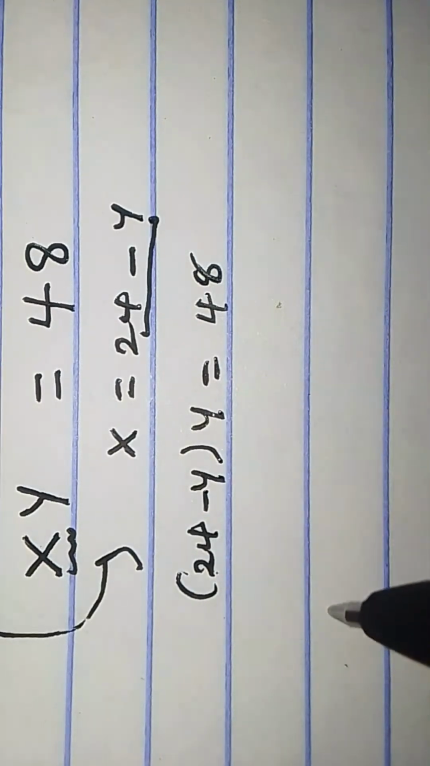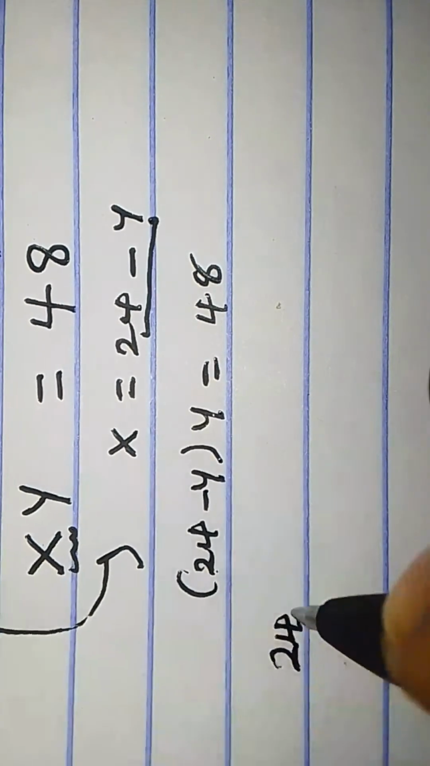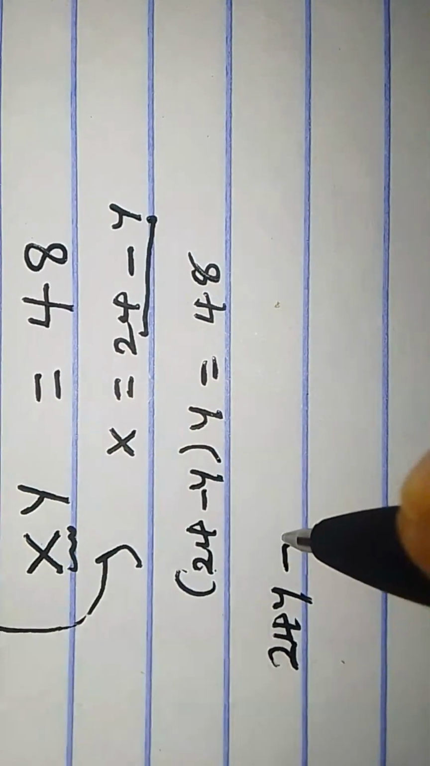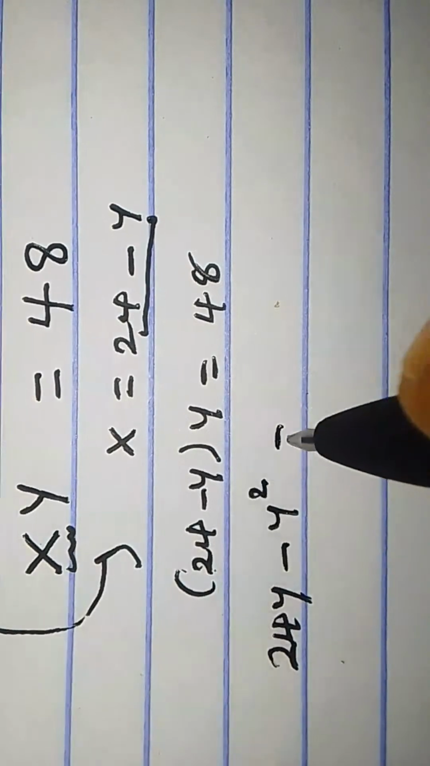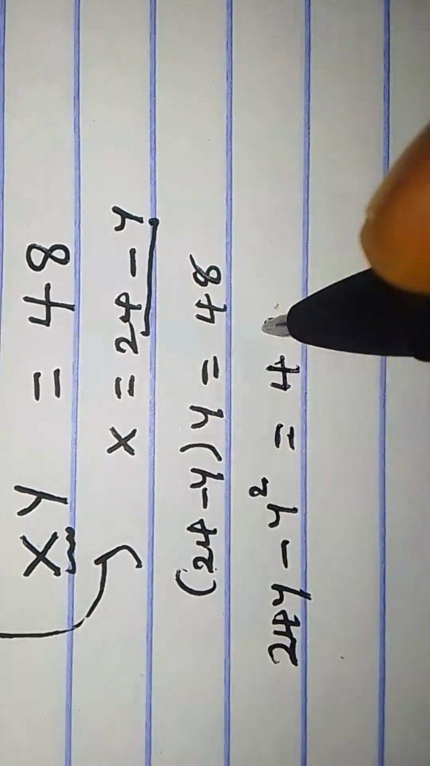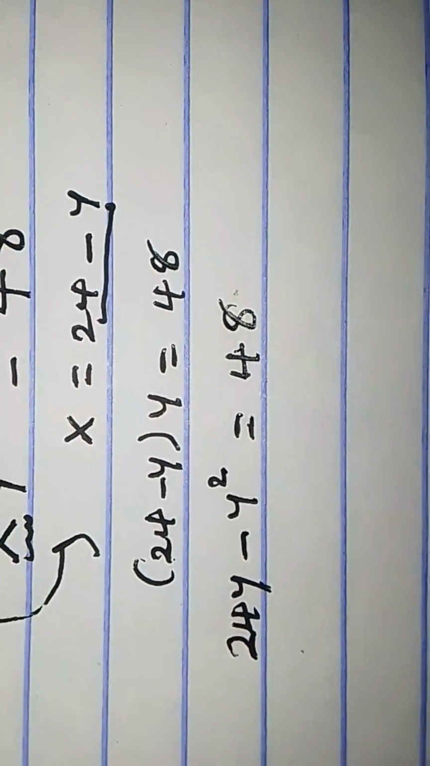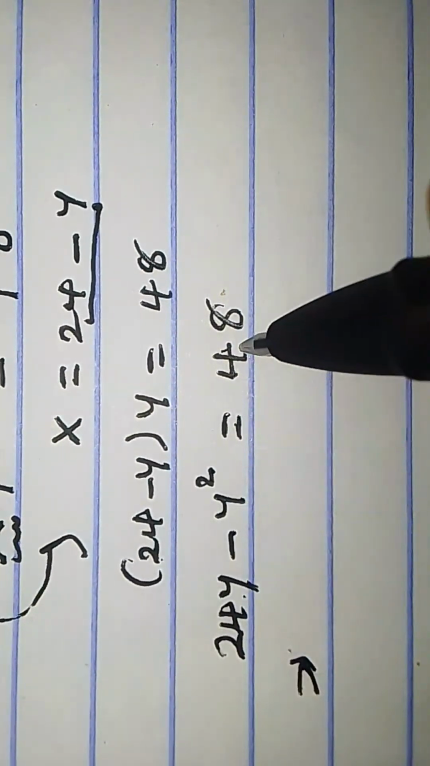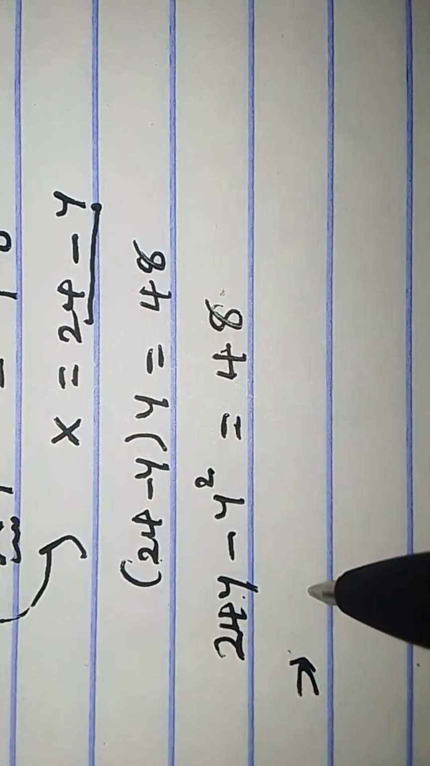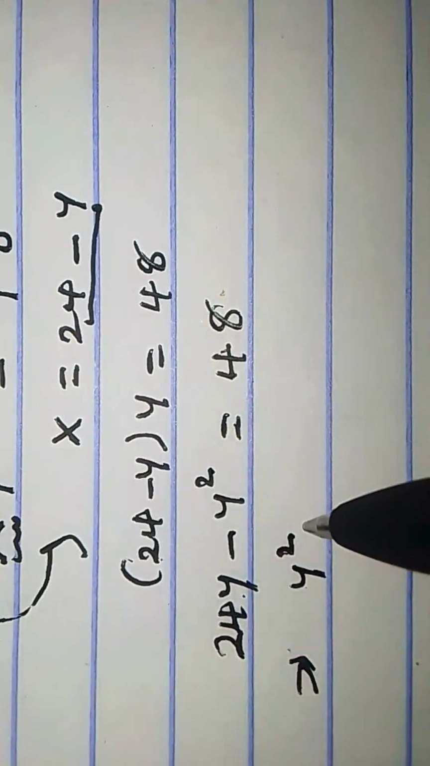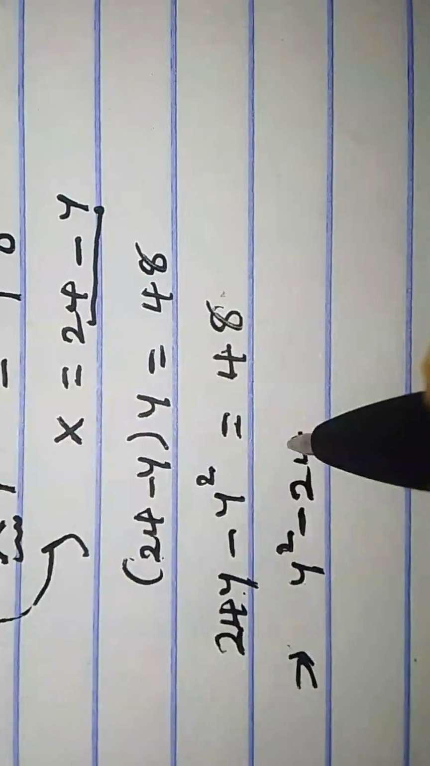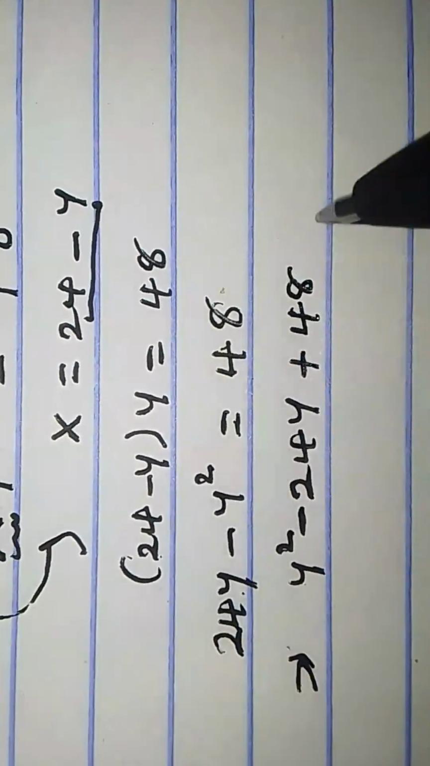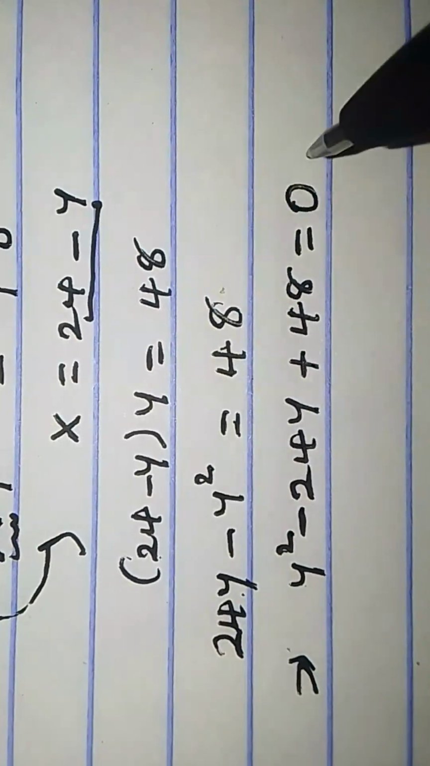24 times y, that is 24y, minus y times y, that is minus y squared, equal to 48. This implies that, rearranging this equation, we simply have y squared minus 24y plus 48 equal to 0.